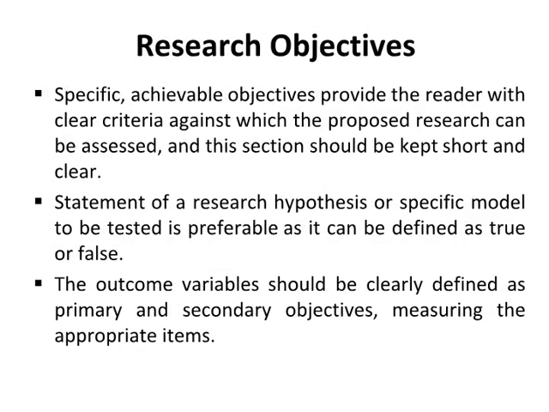Research objectives. Specific, achievable objectives provide the reader with clear criteria against which the proposed research can be assessed, and this section should be kept short and clear. Statement of a research hypothesis or specific model to be tested is preferable as it can be defined as true or false. The outcome variables should be clearly defined as primary and secondary objectives, measuring the appropriate items.